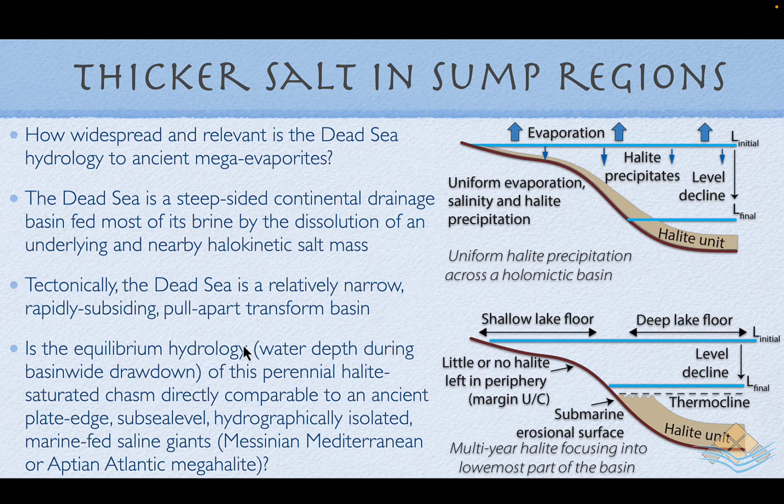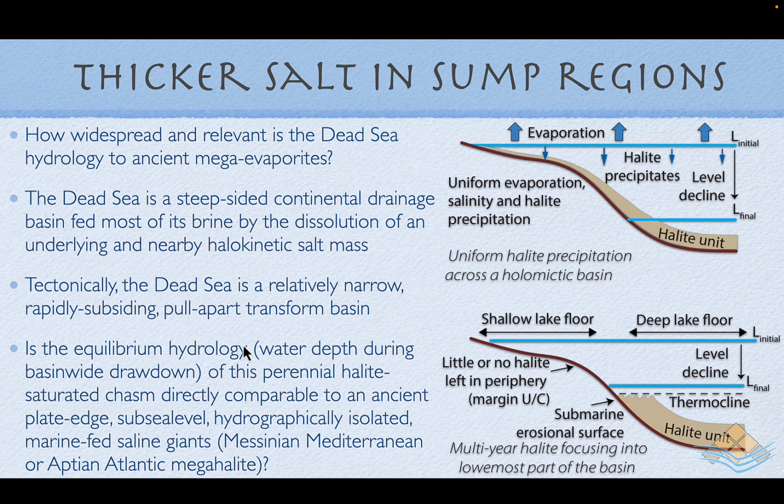And tectonically, the Dead Sea is a relatively narrow, rapidly subsiding pull-apart basin. It's in effect a salt-filled chasm where we are dissolving an underlying halite unit. So you have to ask the question, is the equilibrium hydrology in this transform relevant to the types of water depths that would have been at hydrological equilibrium, in terms of inflow versus outflow, in an ancient perennial plate edge sub-sea level basin versus this halite-saturated chasm?